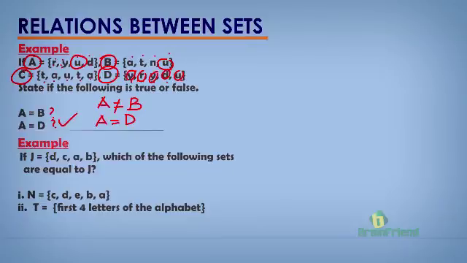Let's take a look at another example. If we are given a set J that has elements D, C, A, and B, which of the following sets are equal to J?